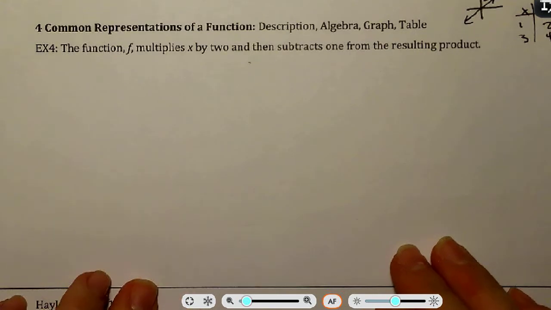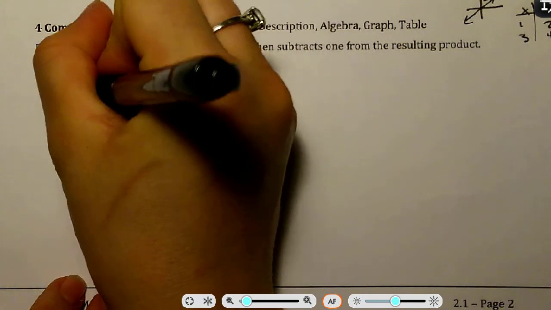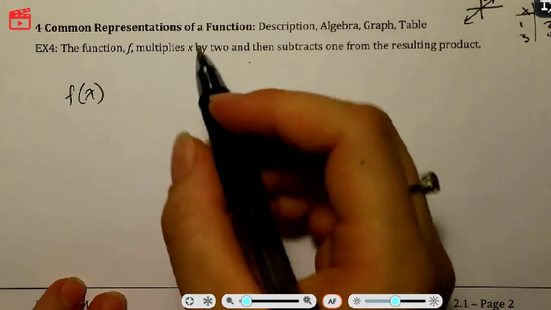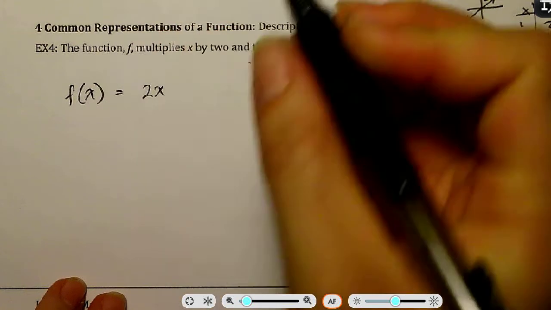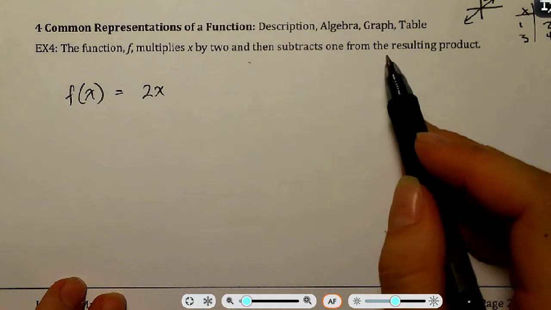All right, so for example 4, we're told the function f, what does it do? Well, it multiplies the input x by 2, and then it subtracts 1 from the resulting product. So let's write this out. Well, the function f of x multiplies its input by 2. Well, multiplying by 2 looks like 2x. And then it takes 1 away from the resulting product.